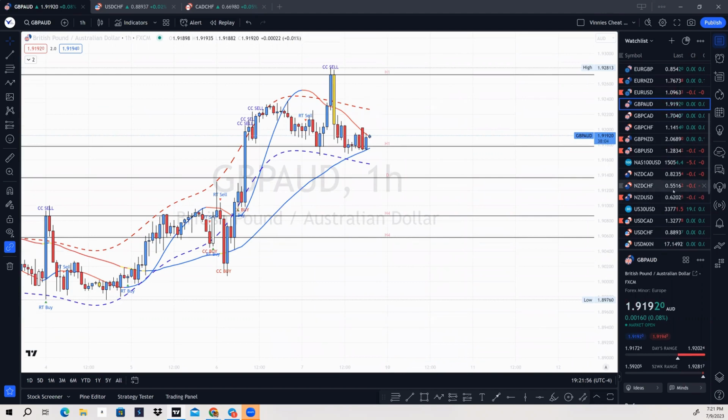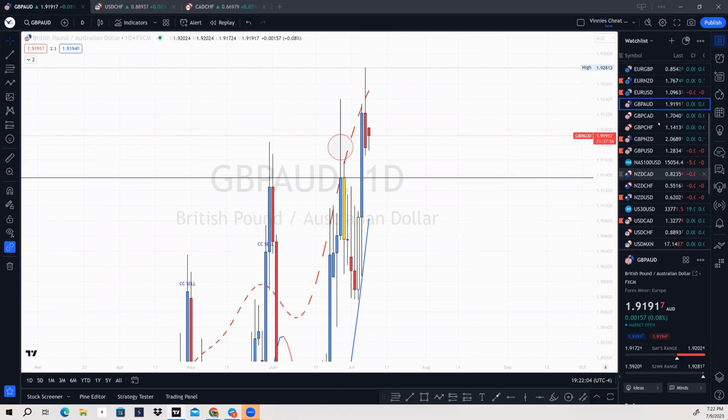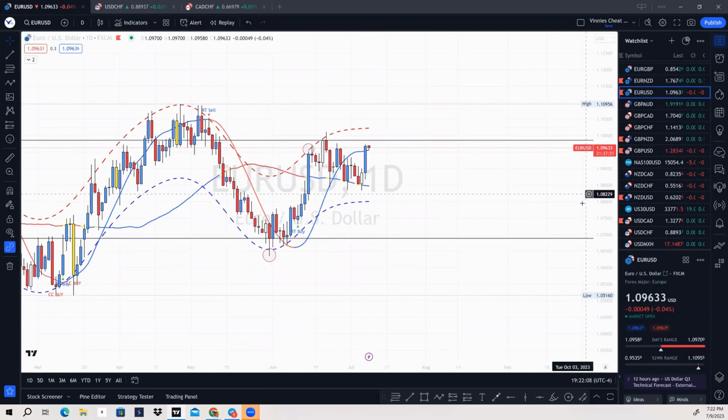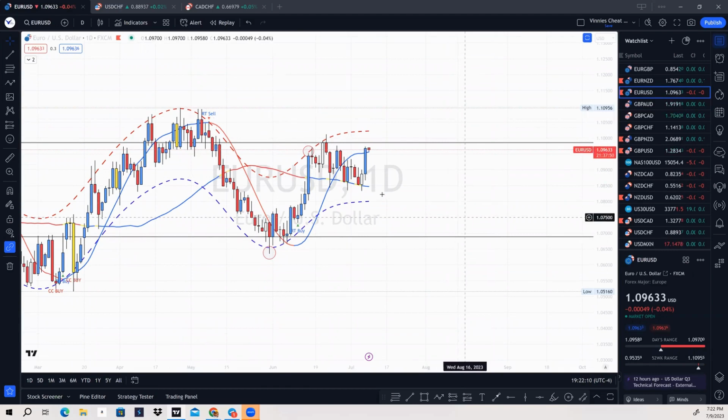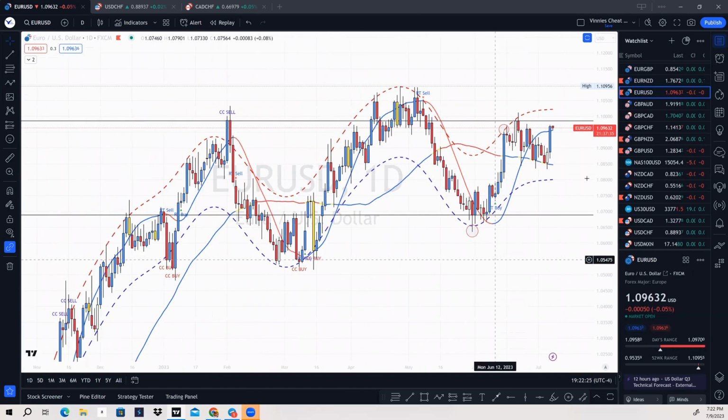All right. Let's see. Next pair is going to be Euro USD. Go to the daily. Daily time frame is the same exact scenario as GBP USD. All right. Price is not outside of the band on the daily time frame. Okay. But on a 4 hour time frame, we can expect a pullback. We are bullish. Why are we bullish on Euro USD?